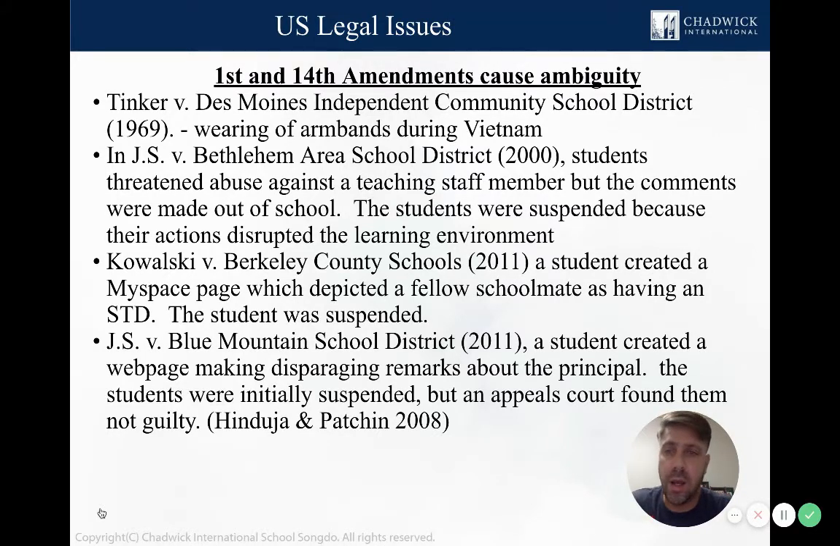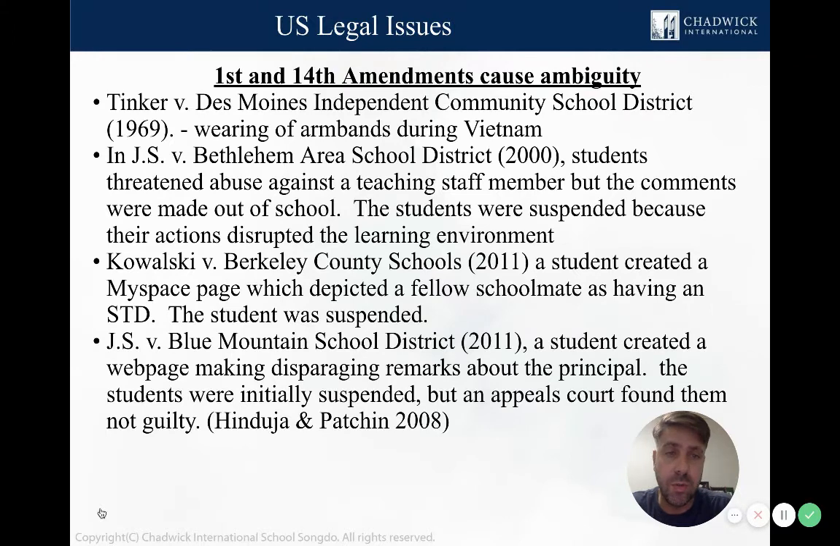So, just a quick historical overview of some of the legal ways in which the ideas that we're going to talk about were framed in a U.S. legal context. So in Tinker versus Des Moines Independent Community School District in 1969, the wearing of armbands during the Vietnam War as a form of protest caused several students to be suspended, but that suspension was overturned, again, due to the fact that the First Amendment protected it. In J.S. versus Bethlehem Area School District in 2000, students threatened abuse against a teaching staff member, but the comments were made out of school.